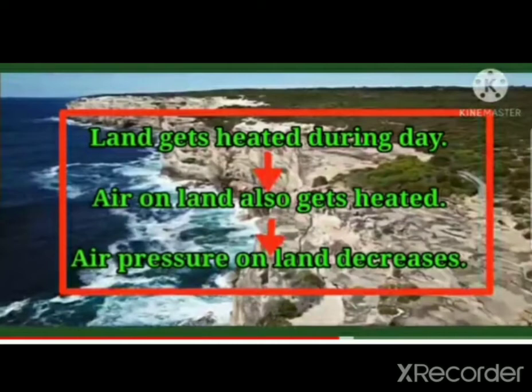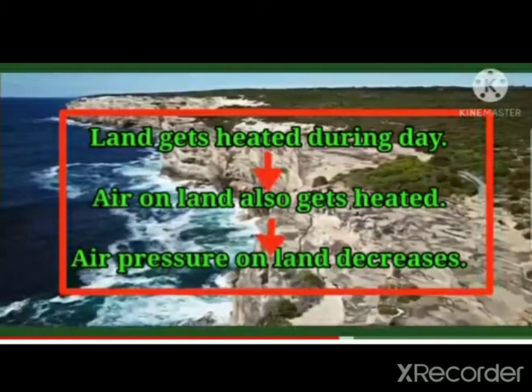So, what is the reason behind that? In the coastal areas, the land gets heated during the daytime faster compared to the sea water. Hence, the air on the land also gets heated during the daytime, and the air pressure on the land decreases. The sea water gets heated slowly during the daytime, the air is less heated and air pressure remains high, and the winds that blow from the sea towards the land are called sea breeze.